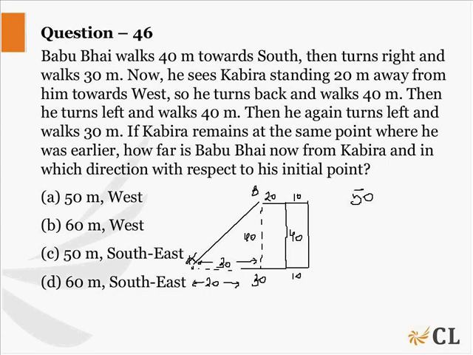And what is asking, how far is Babu Bhai now from Kabira and in which direction with respect to his own initial point? Who is asking for this? The concerned person is Babu Bhai. So Babu Bhai is 50 meter from Kabira and Babu Bhai is to the west of his initial position. So my answer is A only. Distance is 50 and the direction is west for Babu Bhai. Clear all of you?